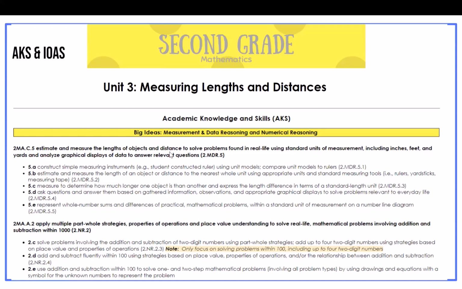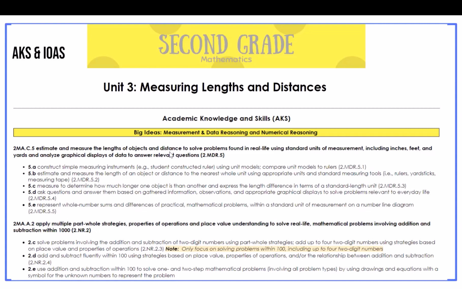AKS 5 is our measurement and data standard. In Unit 3, students will construct simple measurement instruments to build understanding of 1-inch units and compare unit models to rulers. Students will estimate and measure objects and distances to the nearest whole unit using appropriate tools, as well as measure to determine how much longer one object is than another, and express the length difference in terms of standard length unit. Students will also use a number line diagram to represent whole number sums and differences of standard units.